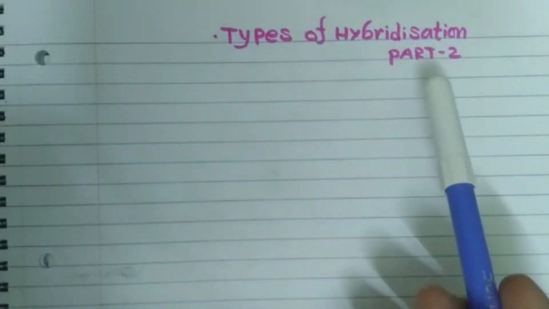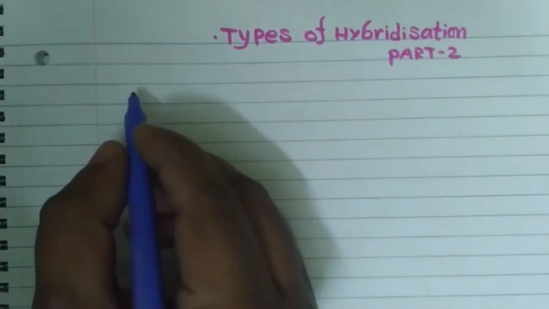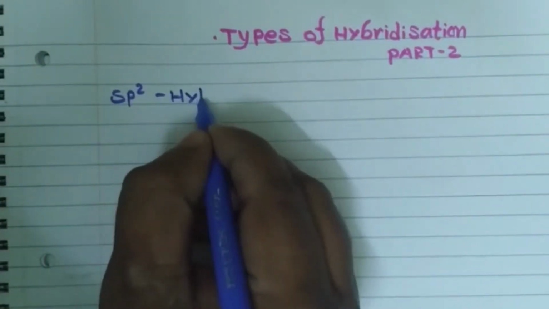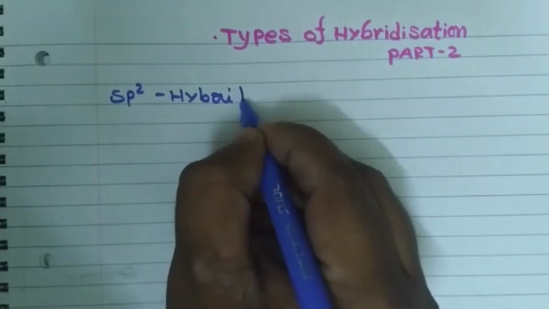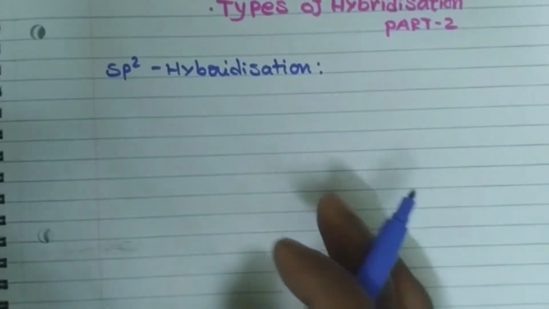Today I want to discuss types of hybridization, part 2. Last class we already discussed sp hybridization, its examples and formation. In this session we'll discuss sp2 hybridization. Let's see the formation of sp2 hybridization and the definition.